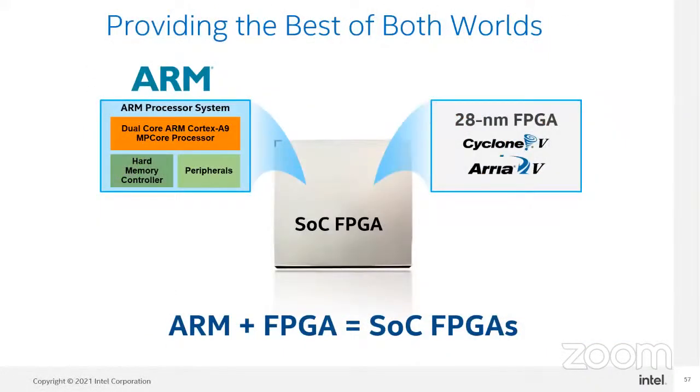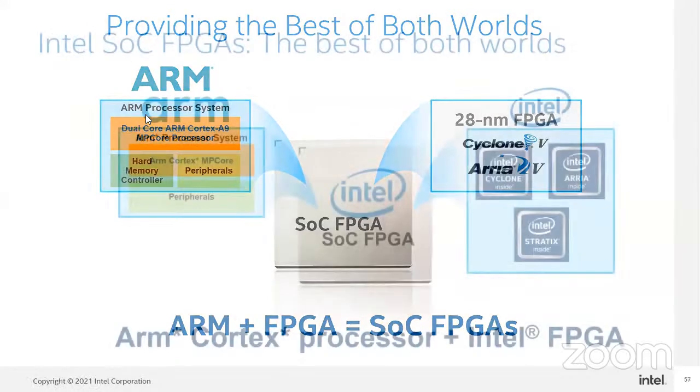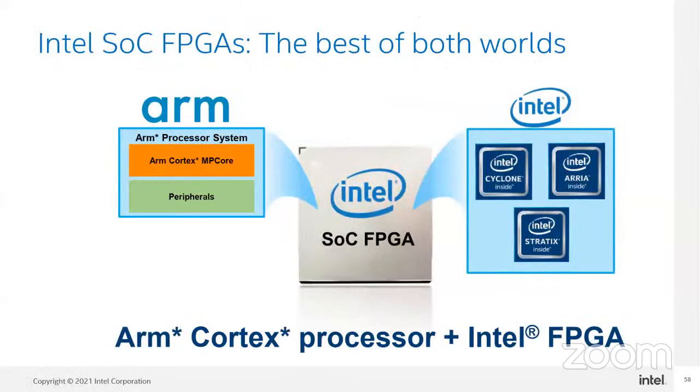Now we can see we can get the best of both worlds. That's what is shown. You can see the ARM processor system, and then there is an FPGA. So ARM plus FPGA equals SoC FPGA. That means you have a dual core ARM Cortex A9, and then you have the FPGA. When both are added, we call that an SoC FPGA. This is available in the 28 nanometer FPGA, which means you have dual core. Whereas in high-end devices, as I mentioned, you will have the quad core application processor A53.